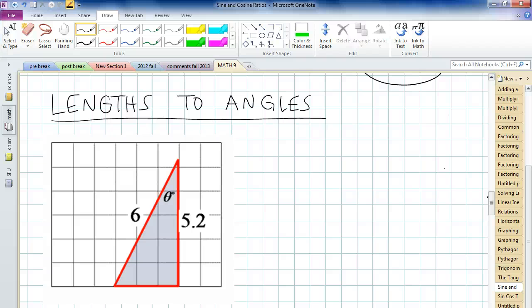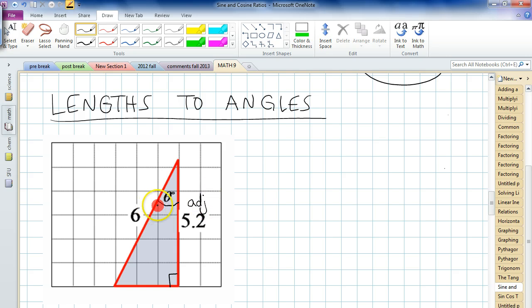How about going from lengths to angles? In this case, when you have lengths to angles, again, label the triangle. There's the angle we're talking about. They're labeling it as theta now. And of course, it's a right angle triangle. If that is the angle, then this side here, because it's right next to it, is adjacent.